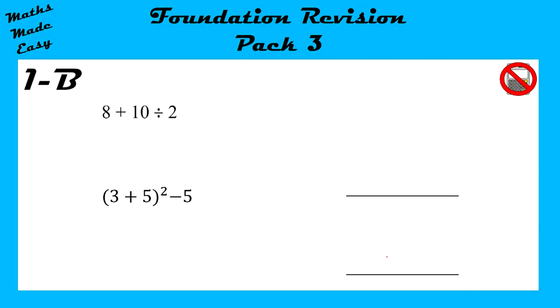1b. Same again on this one. I'm going to do the divide this time first though. So 10 divided by 2 is 5, plus the 8 is 13. And on the bottom one, I need to complete the part in brackets first. So that's 8, square it is 64, take away the 5 is 59.